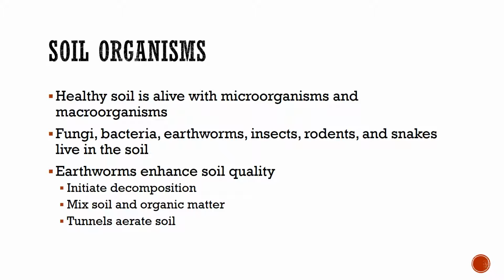We have two types of soil organisms. We have macroorganisms and microorganisms, and both of those are very important for the health of the soil. So we have anything from earthworms to bacteria to different insects to fungi that help the soil, well, in some cases help and hurt the soil form throughout the plant's growing.